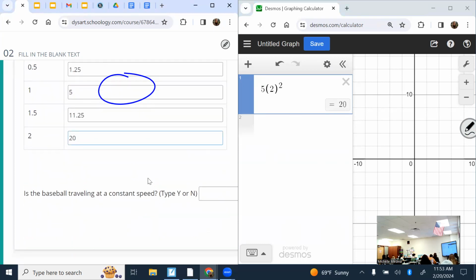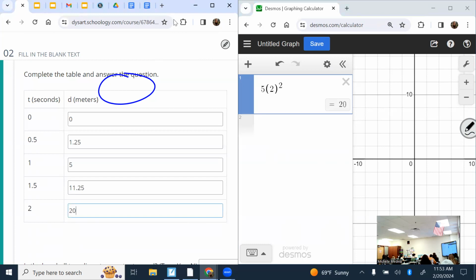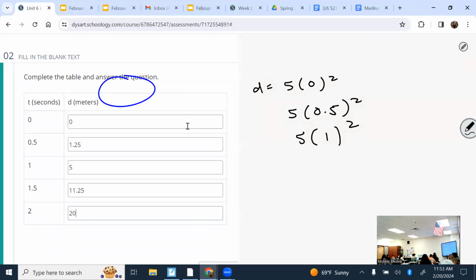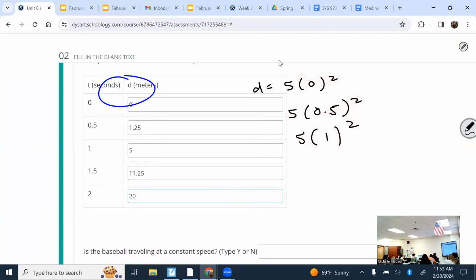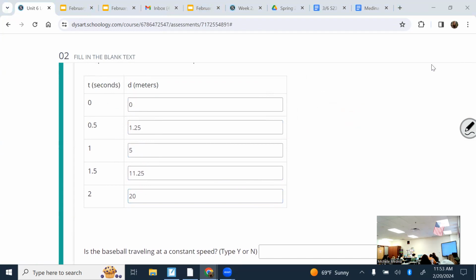The next part says, is it traveling at a constant speed? So constant would be like a straight line when graphed. So would this give me a straight line when I graph it? No, and you could try actually graphing it, or you could just look at your outputs. From here to here, I added 1.25. From here to here, I added 3.75. Like, it's not constant. So you would put an N for no, but just put N. Questions there? Tiana?